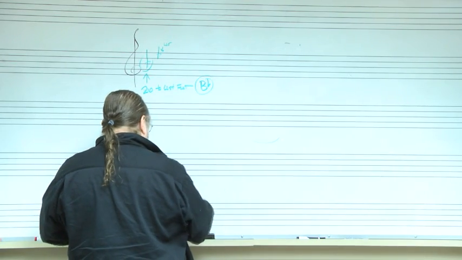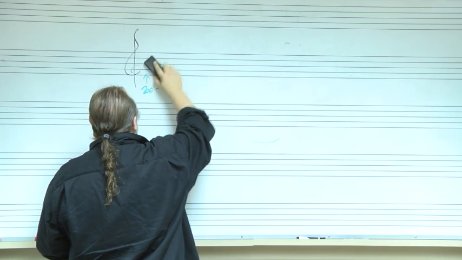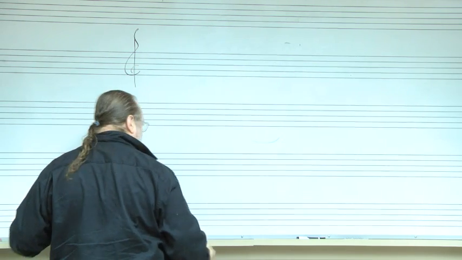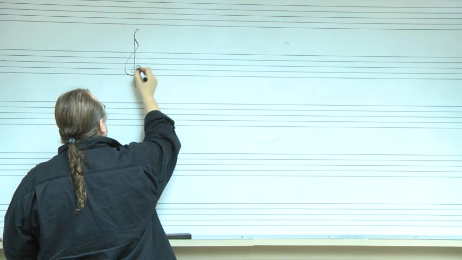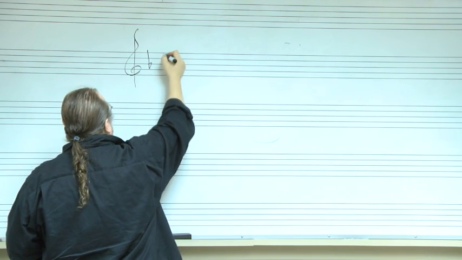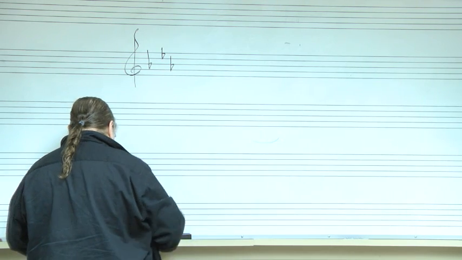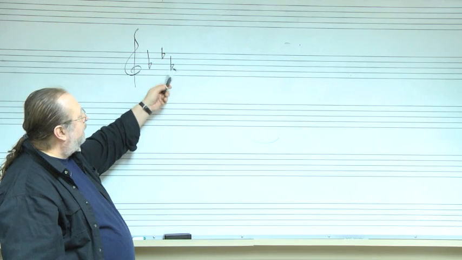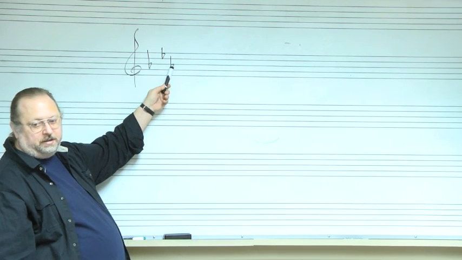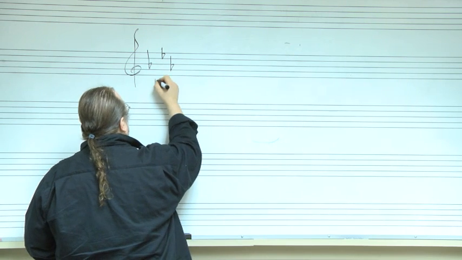All right, let's do another one real quick. Second to last flat is the key. All right, let's do this key, for major. Three flats: B flat, E flat, A flat. That's the last flat, so the second to last is E flat. So E flat major is the key, right?